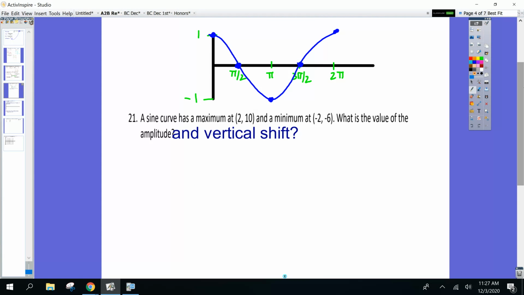I'm going to add in a question too here. I give you the max and I give you the minimum. What's the value of the amplitude, and can you add on the vertical shift? All right, what's the amplitude and what's the vertical shift? Both I would like answered.